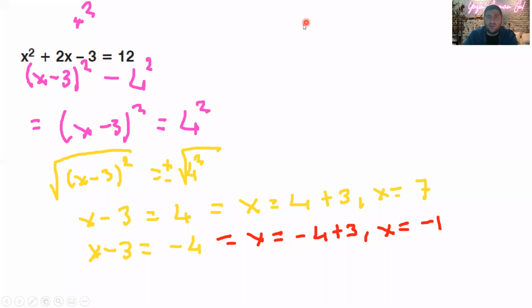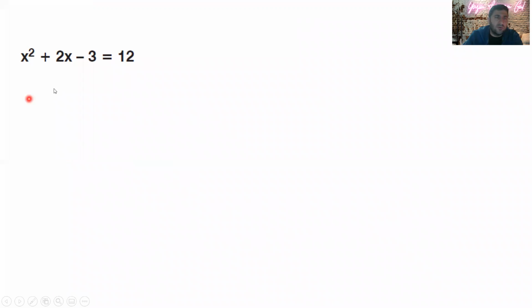Okay, let's look at this question here. The question says x squared plus 2x minus 3 equals 12. So we said the standard form for a quadratic equation, guys, is ax squared plus bx plus c equals 0. It means whatever number is on this side of the equation, I need to take it to that side, because at the end of my equation, I need to say the equation equals 0.